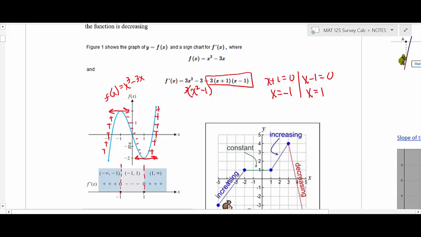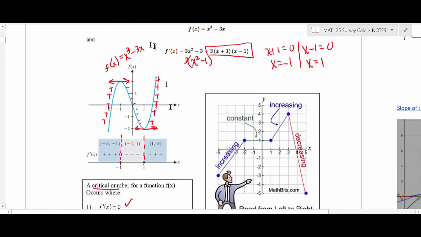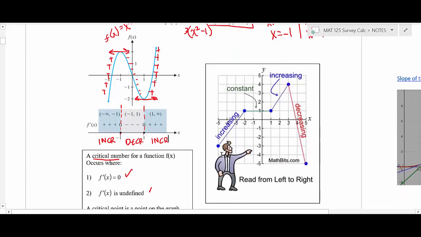So what you're going to learn how to do, and we'll do a ton of this in this section, is take a function and make what we call a sign chart to make determinations. What you would find in this case is the function would increase because the derivative is positive, decrease because the derivative is negative, and then increase because the derivative becomes positive again. So that's the idea that we're going to be establishing with the calculus.